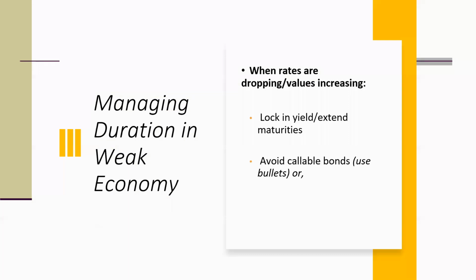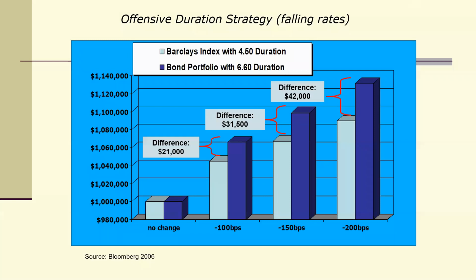So again, the way that they manage risk inside of those portfolios is going to differ depending on the environment we're in. Right now, we're in an environment where interest rates are likely to go up. But if we were in a declining interest rate environment, then they would use a different strategy. They would actually buy longer term bonds. Now, this is just an example of buying a bond with a duration of 6.6 years versus a duration of 4.5 years.